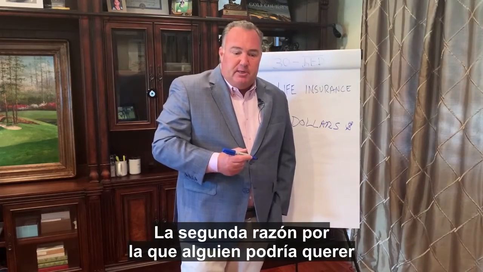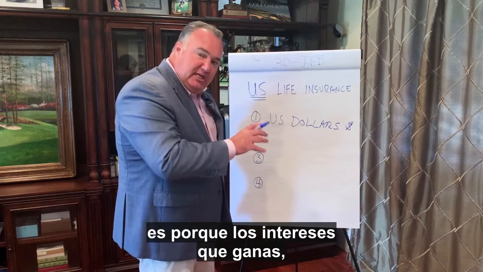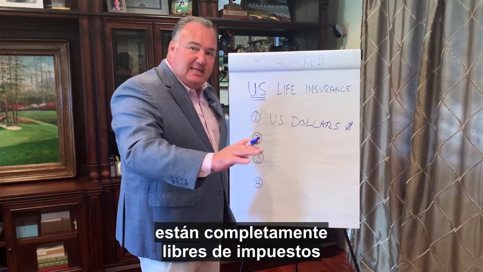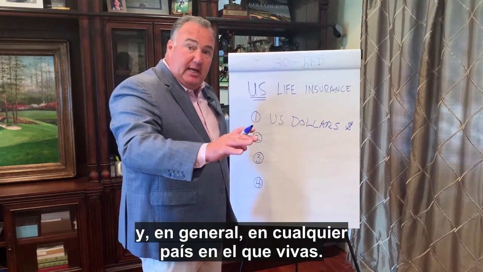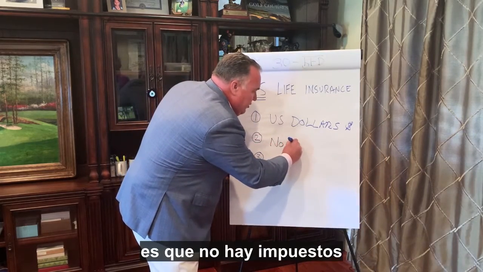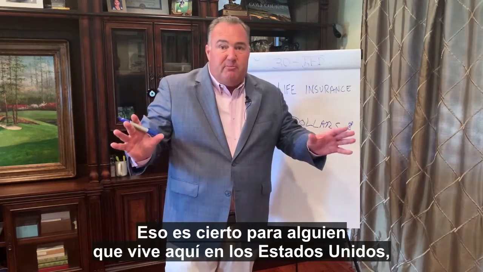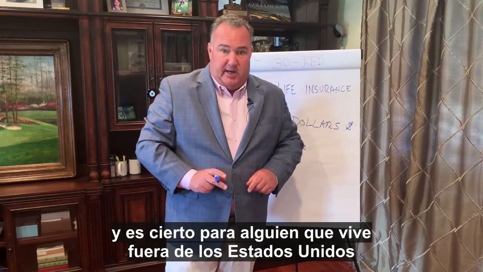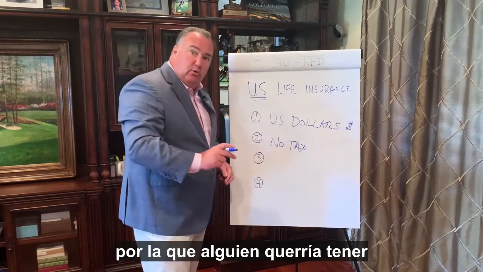Number two reason why somebody might want to own a U.S. life insurance policy is because the interest that you earn or the returns are completely tax-free in the United States and generally in any country that you happen to live in. So number two is there's no tax on your earnings or your returns. That's true for somebody that lives here in the United States, and that's true for somebody that lives outside the United States.